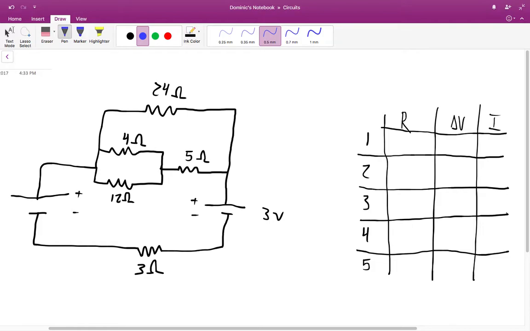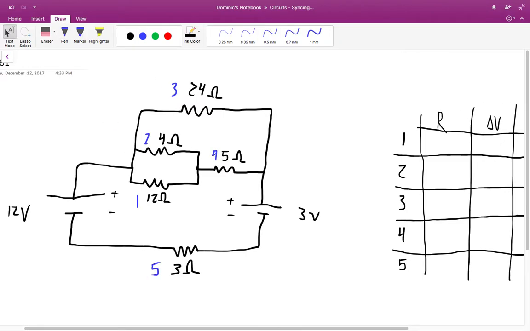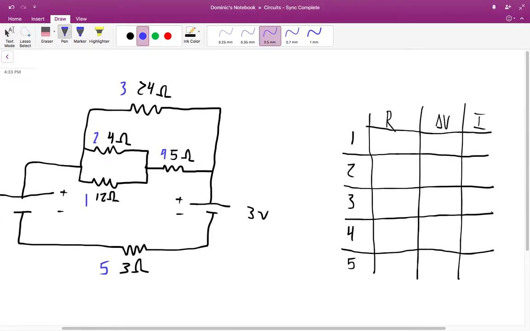So I'm going to say that this 12 will be 1, the 4 will be 2, the 24 here will be resistor 3, and then we'll have 4, and then down here we'll have resistor number 5. The other thing I like to do, if we did that, is go ahead and write in the resistance for each one of those. So resistor 1 is 12 ohms. Resistor 2 is 4 ohms. Resistor 3 is 24. Resistor 4 is 5 ohms. And resistor 5 is 3 ohms.